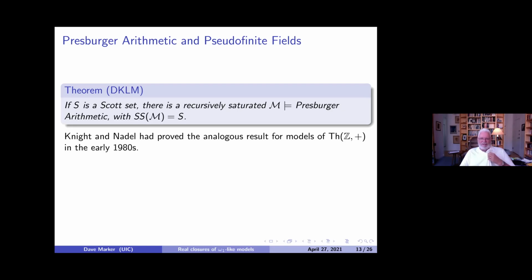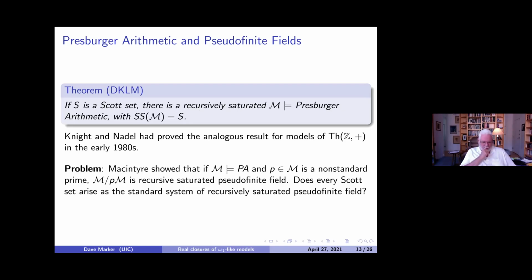Again, going back to the early 80s, Knight and Nadel had proved the same thing for the theory of Z, and they'd asked this question about Presburger. So, here are two algebraic structures that are associated with models of arithmetic where the Scott set problem is true. There's one other question, in the same vein, that I don't know the answer to.